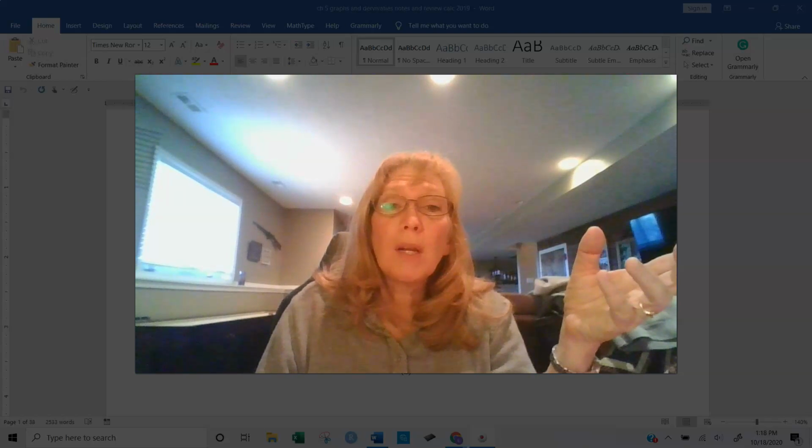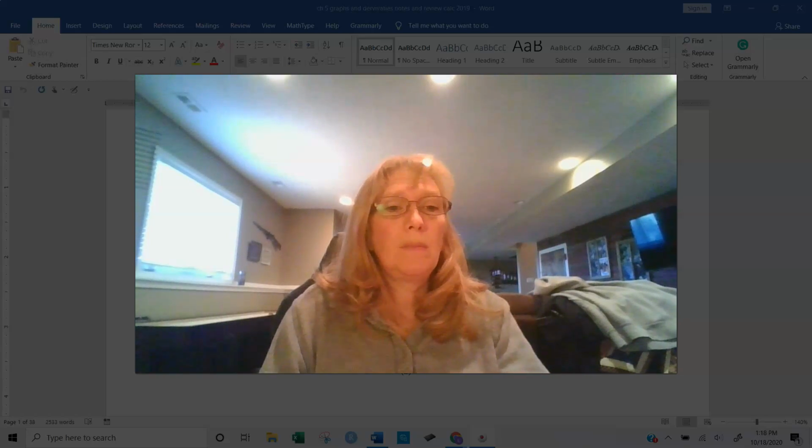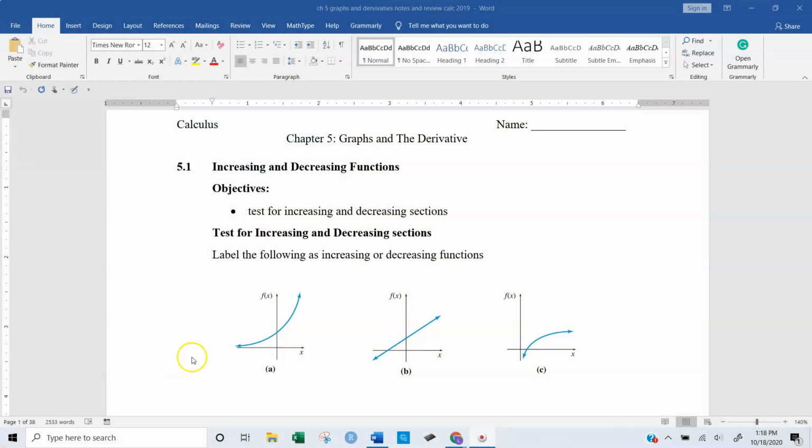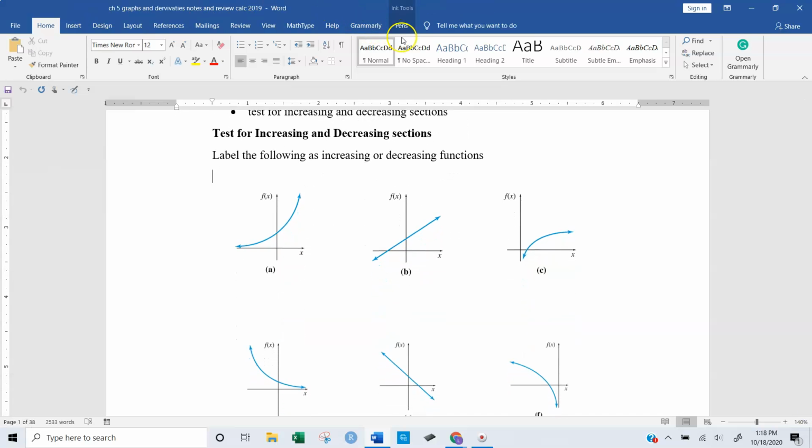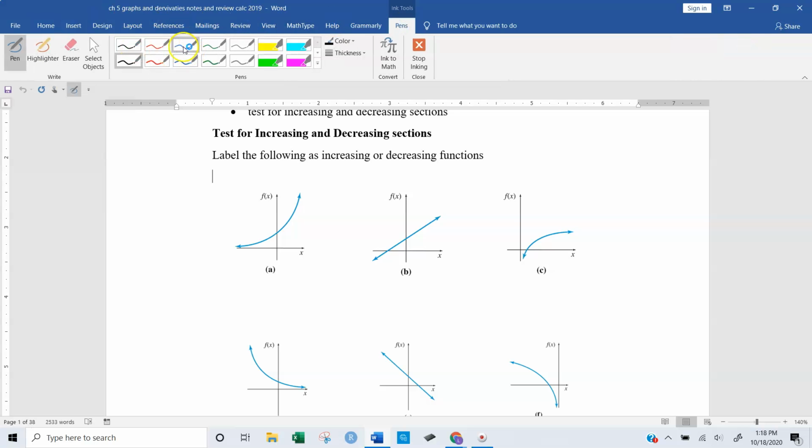I want you to pause right now and actually do the first page of your notes. So when you went through here, you should have labeled these and you should have said, hey, this one is increasing, increasing, increasing, right? Because you always read a graph from right to left, it's always going up. And the bottom ones were decreasing, you're going down, right? Going down, decreasing, and going down. That should not have been too big of a stretch.